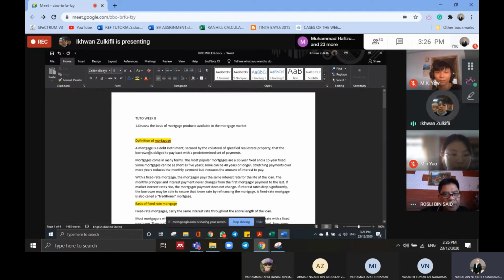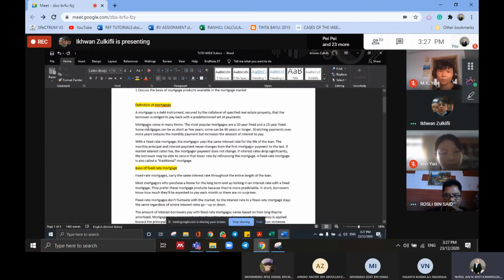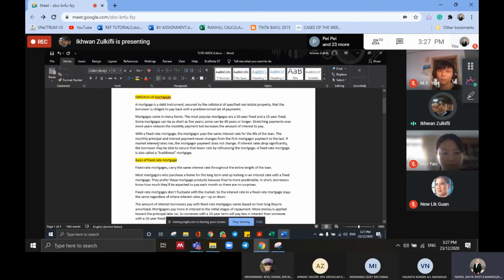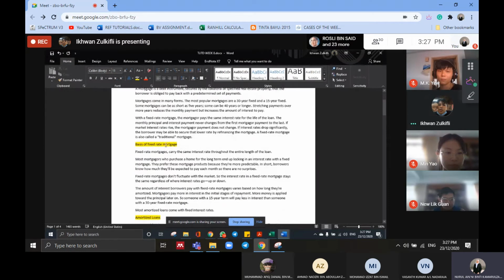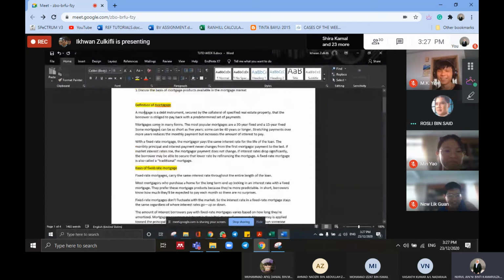Well, a mortgage is a debt instrument secured by collateral of specified real estate property that the borrower is obliged to pay back with a predetermined set of payments. So I can hear, right? Yes.